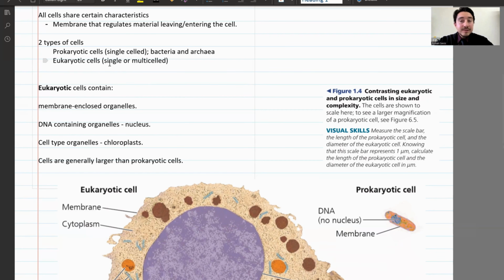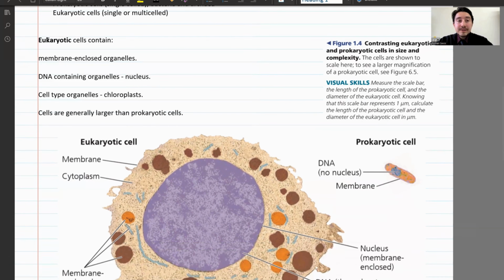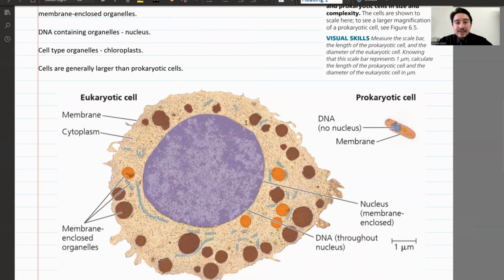And these could be single-celled organisms or multicellular organisms composed of different cells, or multiple cells. Eukaryotic cells, like I mentioned before, contain membrane-enclosed organelles. We're going to see this in a little bit. They contain DNA, which is housed within a very special organelle called the nucleus. Okay, and you can see the nuclear structure here, and DNA is found within.